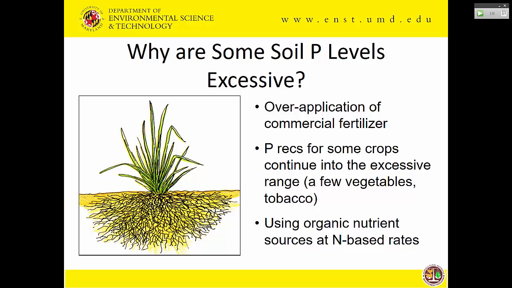First of all, why are some soils excessive in P? Why are they above 100 FIV? Why are they above optimum? And there's a number of reasons. There may be some over-application of commercial fertilizer. And that was certainly the case 25 years ago when I started at this.